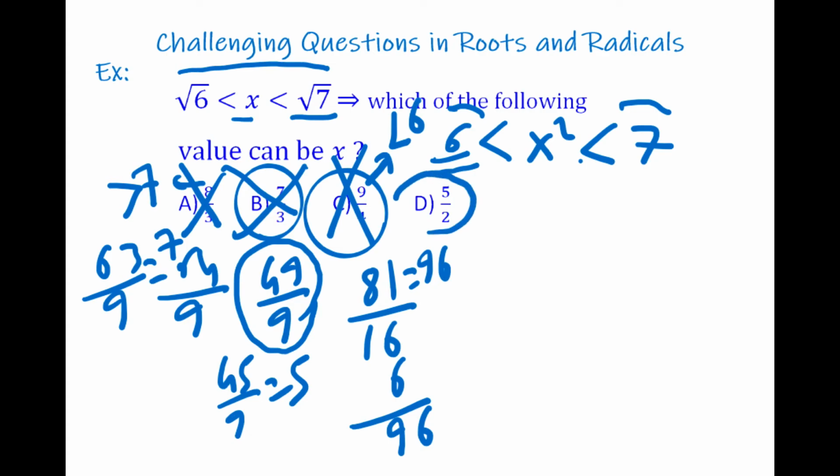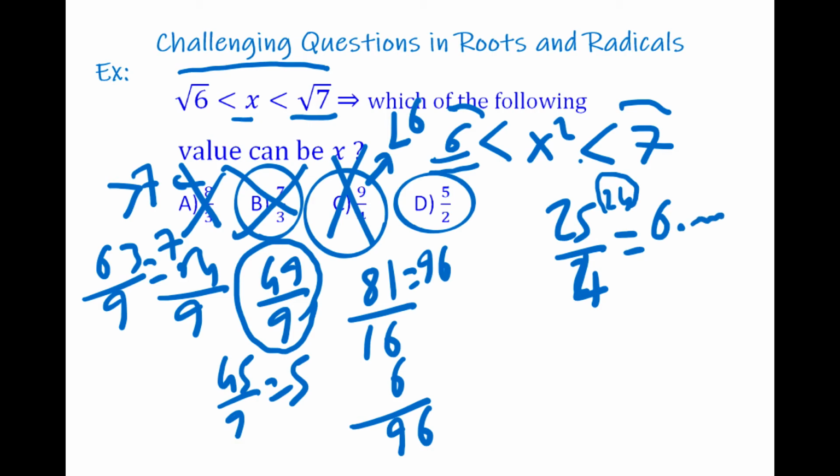But if you look at D here and take the square of numerator and denominator, then we're going to have 25 divided by 4, guys. If the numerator were 24, then we would have 6, right? But because it's 25, it's 6 point something. So definitely it's a little bit bigger than 6, and that is what we are looking for. So x can be 5 divided by 2 in this case.